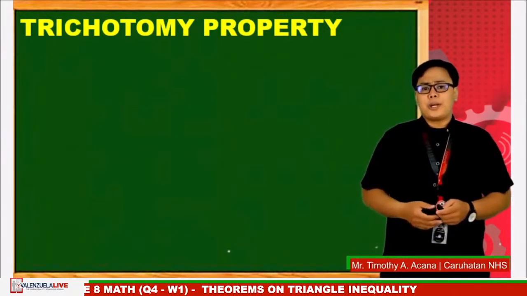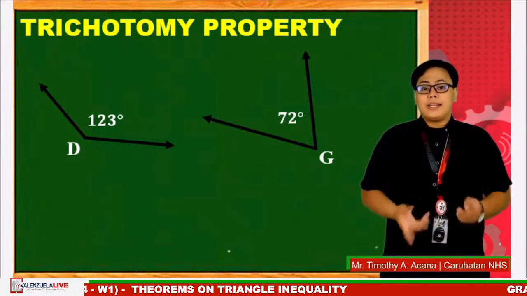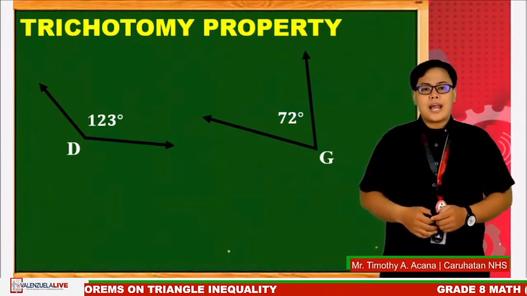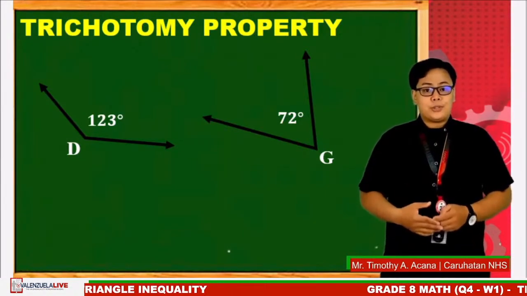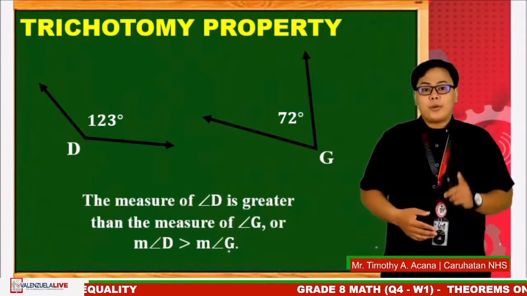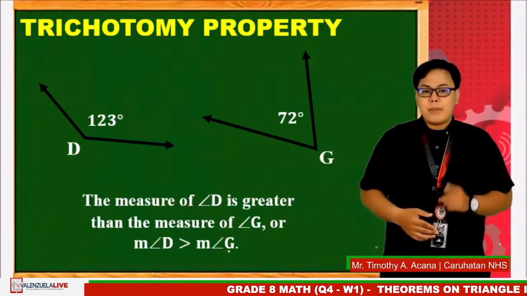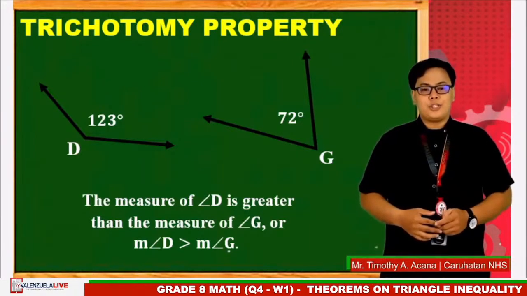Let us have another example of trichotomy property. We have angle D and angle G. Angle D is equal to 123 degrees and angle G is equal to 72 degrees. The measure of angle D is greater than the measure of angle G. Or in symbols, we have measure of angle D is greater than measure of angle G.